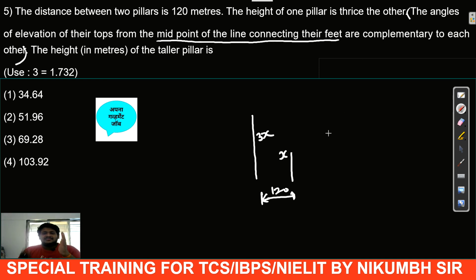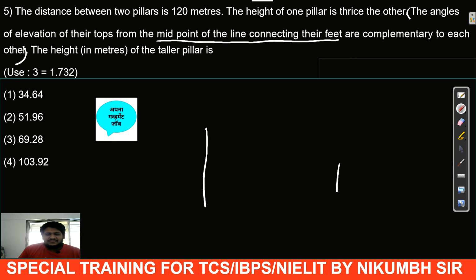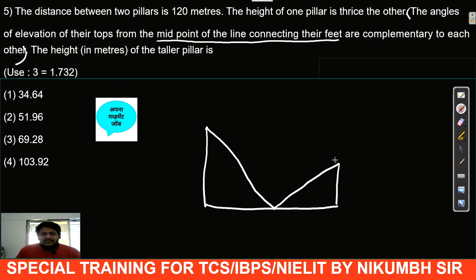Okay, means these are my two pillars, one line is connecting them, so if I redraw the diagram, it will be like this: this is my one pillar, this is my smaller pillar, and one line is connecting them. Suppose I am standing here, looking upward, so one angle of elevation will be there, and here also is one angle. So our diagram is like this. This is your total distance, 120 meters. Now see, this is your midpoint.